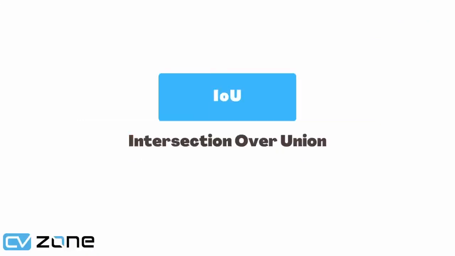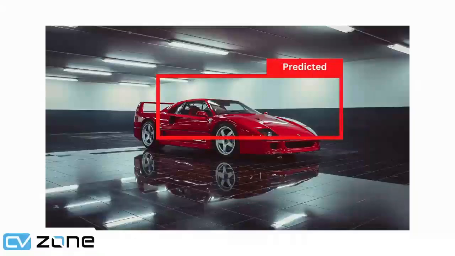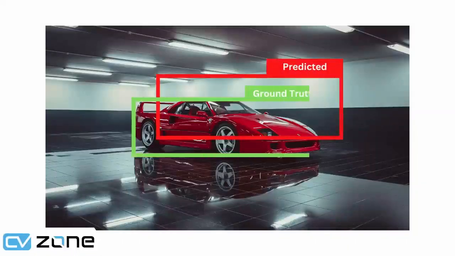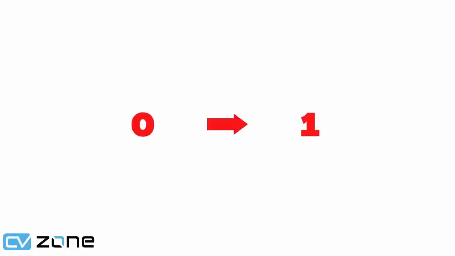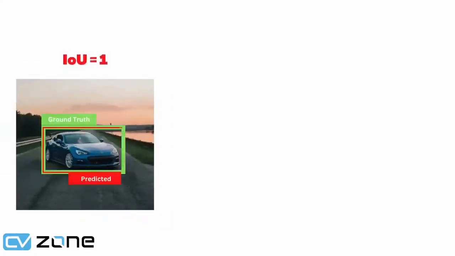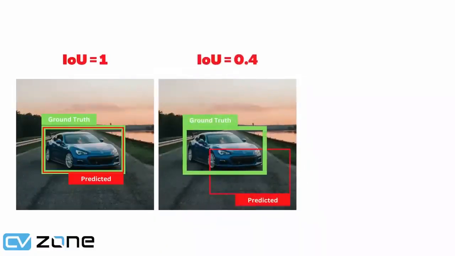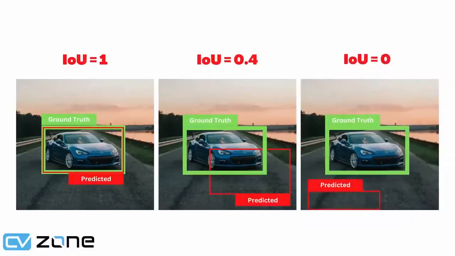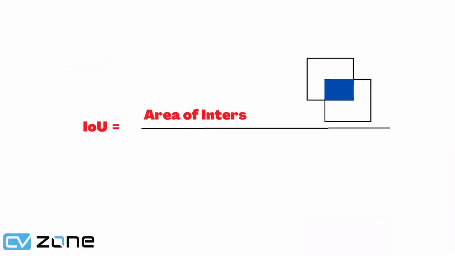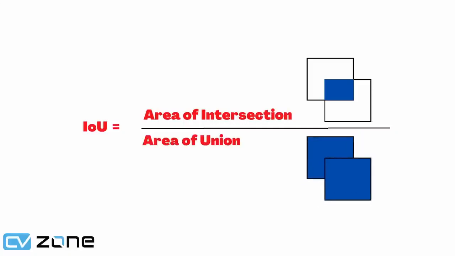IOU stands for intersection over union. It tells us how close the predicted bounding box is to the ground truth. It's a value between 0 and 1. If the boxes overlap completely, then it's a perfect detection with an IOU of 1. If the boxes have some overlap, then the values are between 0 and 1, depending on how much the overlap is. If there is no overlap, then the IOU is 0. The value of IOU is calculated by taking the ratio between the area of the intersection and the area of the union of bounding boxes.